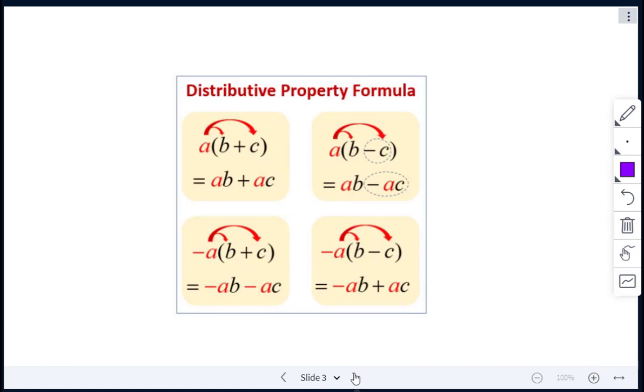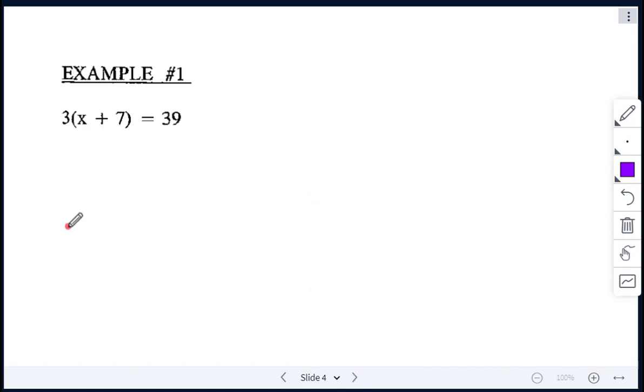All right, let's take a look at our first example here. We have 3 on the outside of a bracket, and inside the bracket we have x plus 7, and that is equal to 39. The first step in these types of equations is we have to take this 3 and multiply it to everything inside the bracket. So 3 times x gives me 3x, and then 3 times 7 is 21, and that is equal to 39.